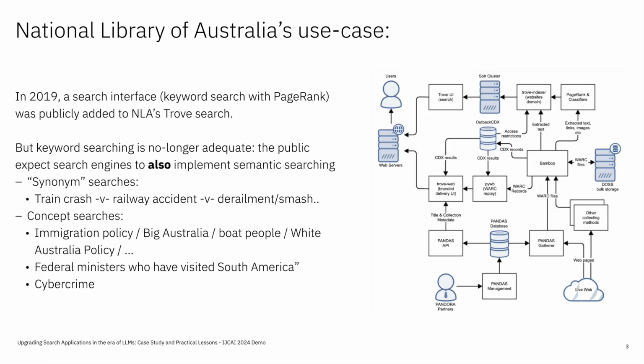In 2019, the new search interface was added to the NLA's Trove search. There's keyword search and PageRank search over this web archive. But keyword searching is no longer adequate. The public expect search engines to implement semantic searching so they can search for synonyms and concepts.